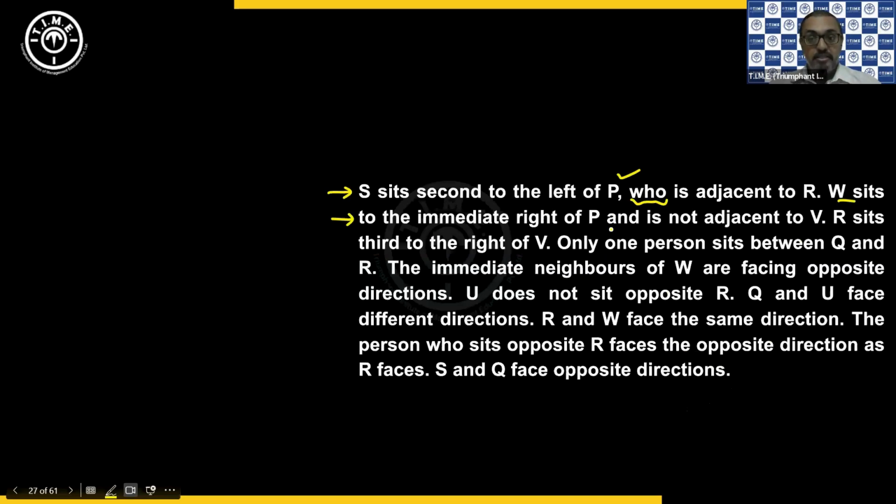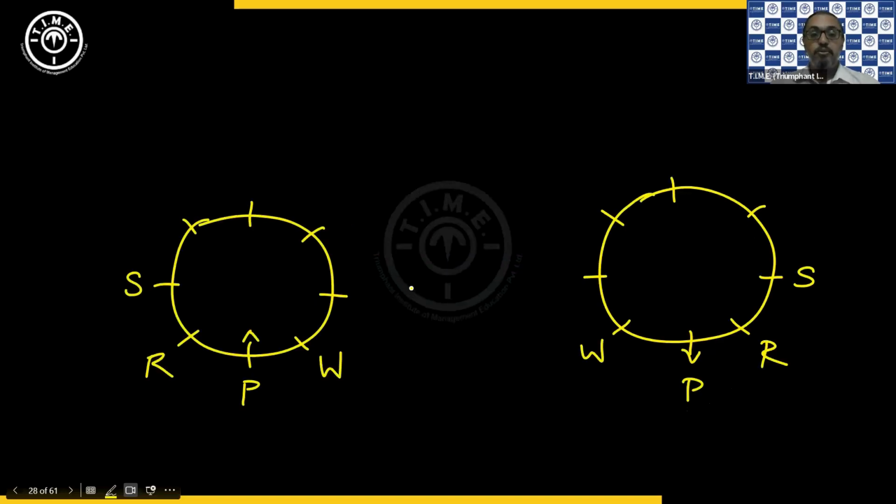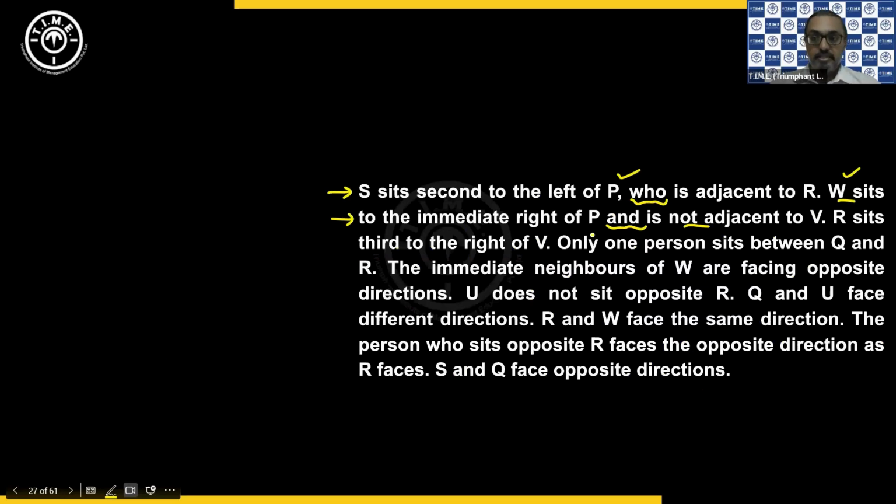Now further he says W is not adjacent to V. So W cannot be adjacent to V. So from the adjacent positions of W, you will remove V. Correct? Okay. Then next. R sits third to the right of V.